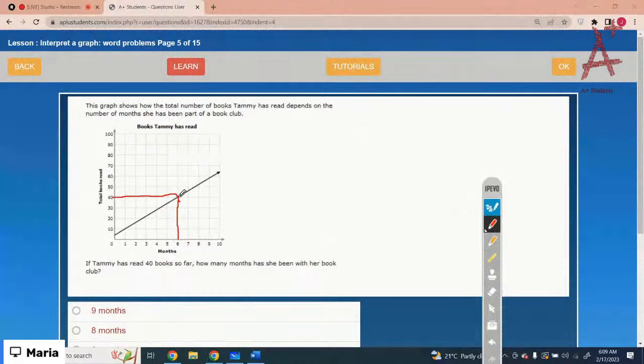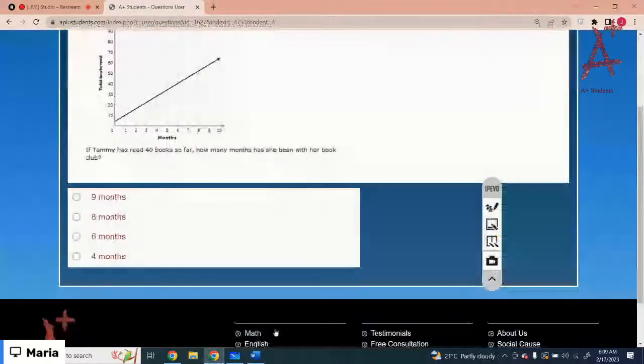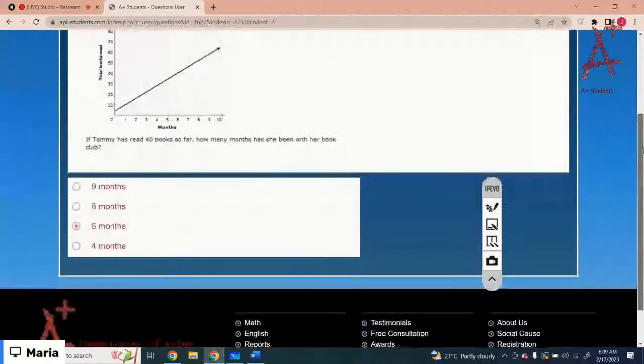That means if Tammy has read 40 books, 6 months she has been with her book club. So the correct option is 6 months.